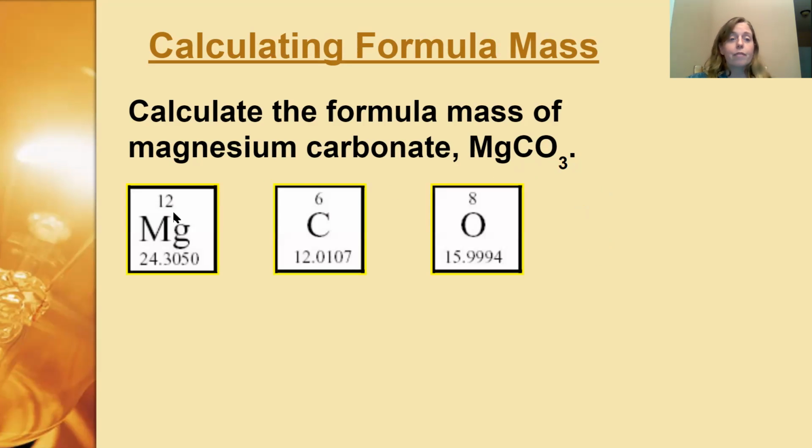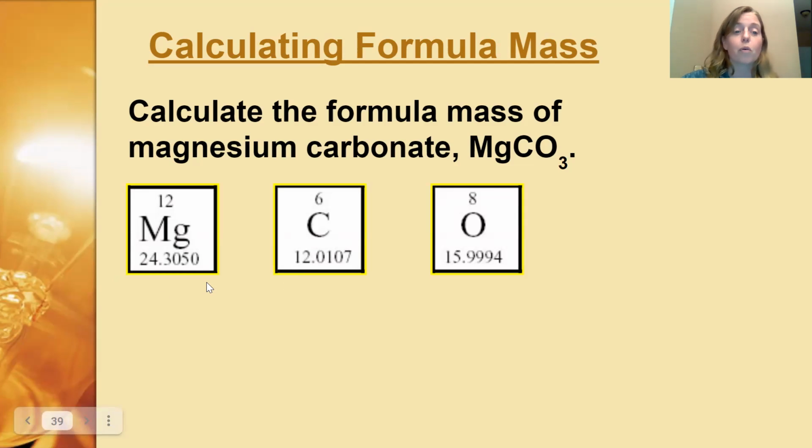So here we have magnesium. Now remember, the number above, the non-decimal number, is the atomic number. We don't use that number. We're going to use this bottom number down here, the decimal number, for each one. Now, if you want to use all of them, that's fine.